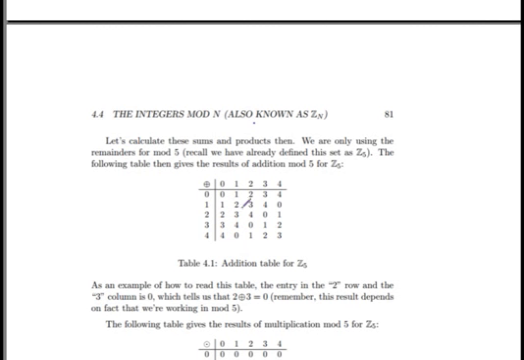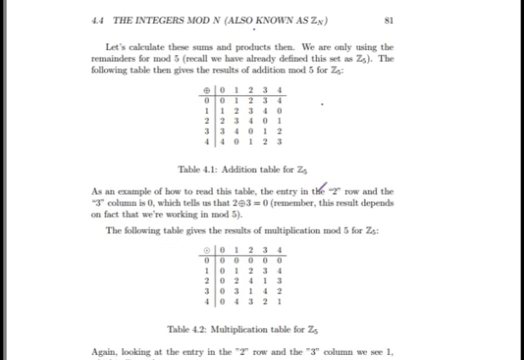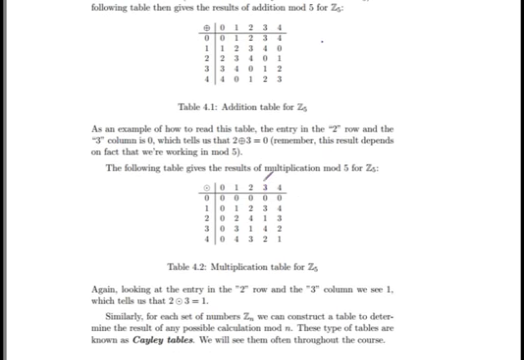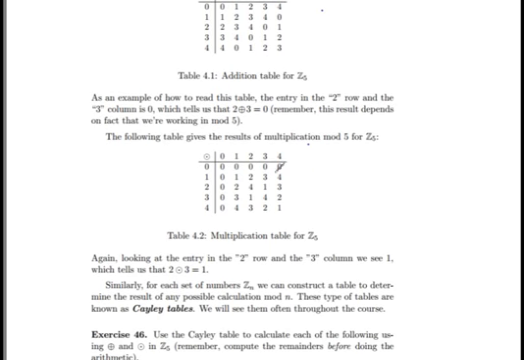Notice the interesting patterns here. Look at the diagonals. Very interesting pattern in this table. This is a first example of what's called a Cayley table. Right now, here we have multiplication. We can do the same thing. And notice all the zeros here.